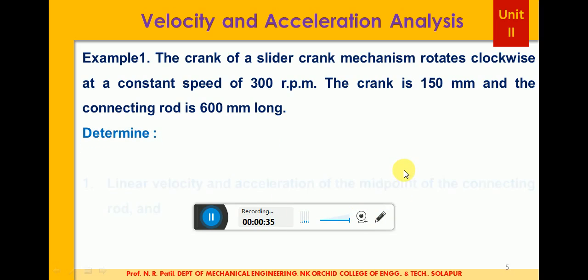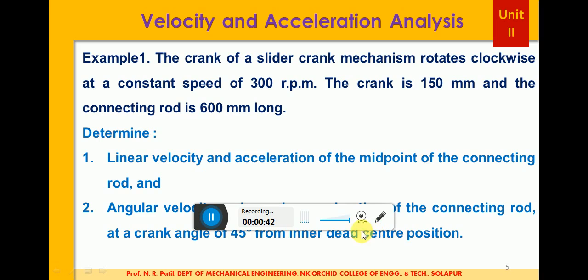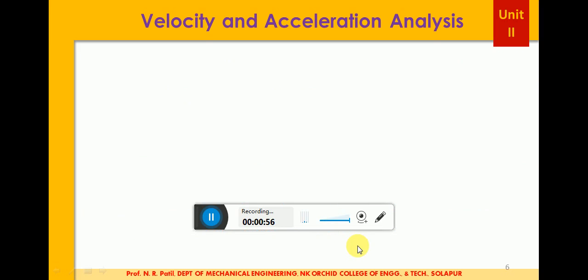So we have to find the linear velocity and acceleration of the midpoint of the connecting rod and the angular velocity of the connecting rod at a crank angle of 45 degrees from inner dead center. So this is what we want to find.